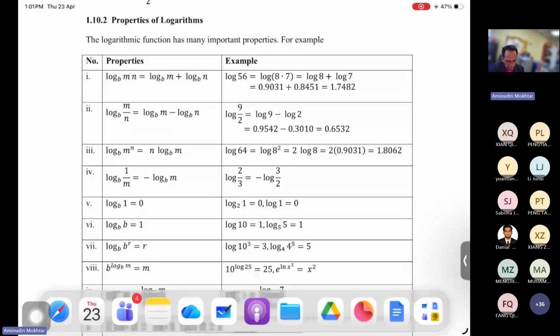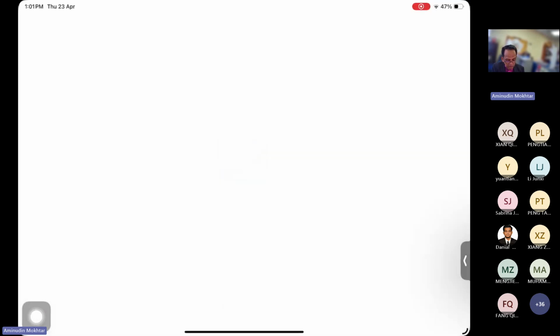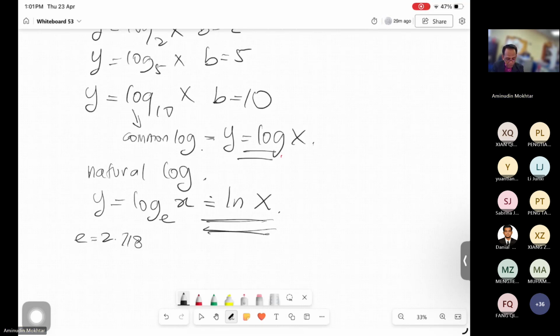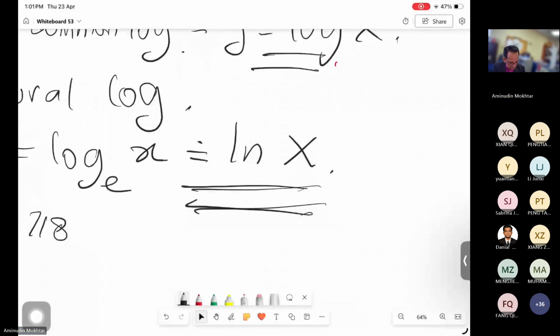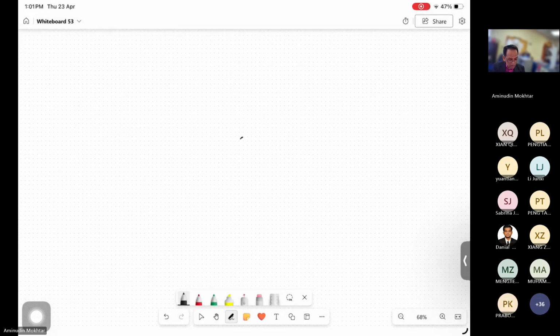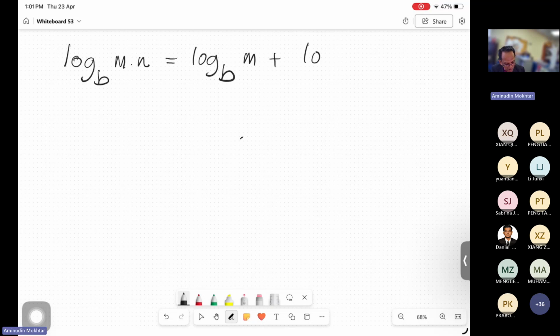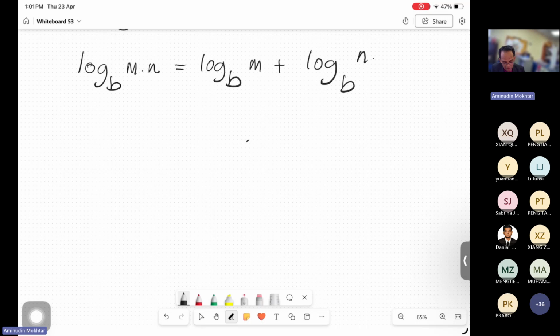I will explain with an example. Let's say the first property is that we have log base b of m times n. This equals log base b of m plus log base b of n. In other words, we have a multiplication of m and n, and we can divide this into 2 logs: log b m plus log b n.